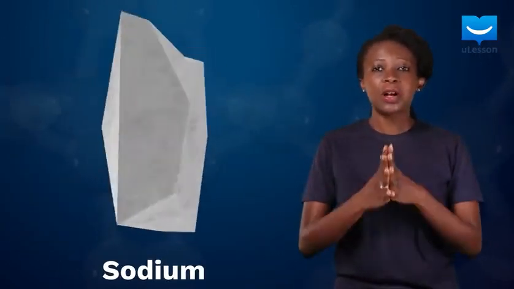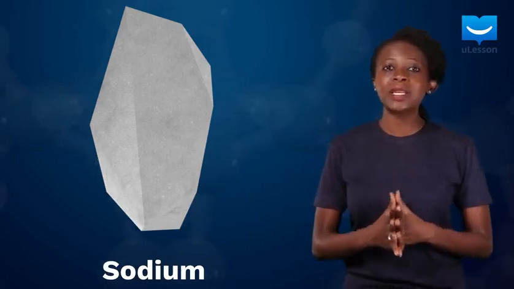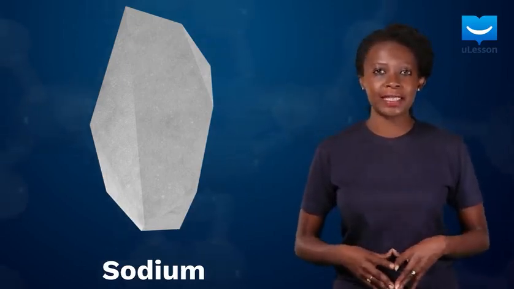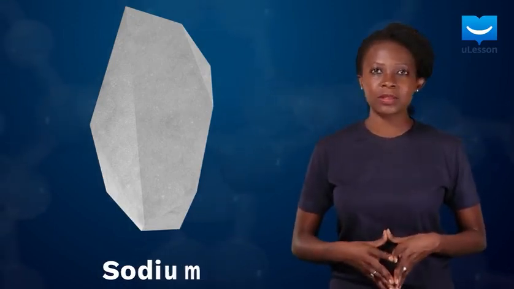Apart from being in the alkali metals in the periodic table, sodium is also the most common alkali metal found on Earth. And since sodium is a very reactive metal, it is not found naturally in its free state. Instead, it is found in combined state in many compounds.